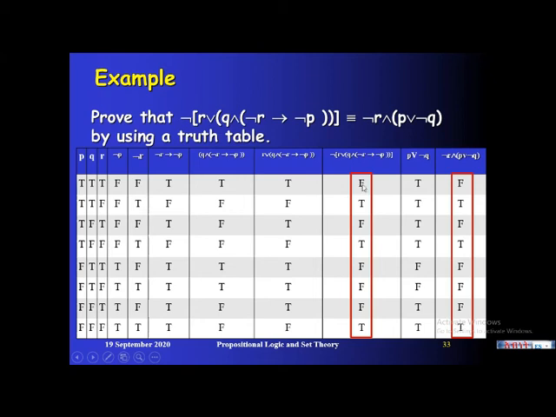For example, here the first is false. Also, for the first row of the second compound statement it is false. Look at the red one: false, true, false is the same. So we can say that these two statements, that means this one and this one, are equivalent compound statements.